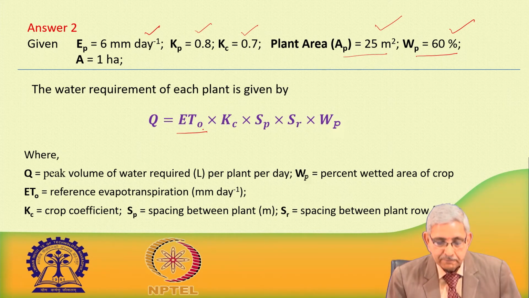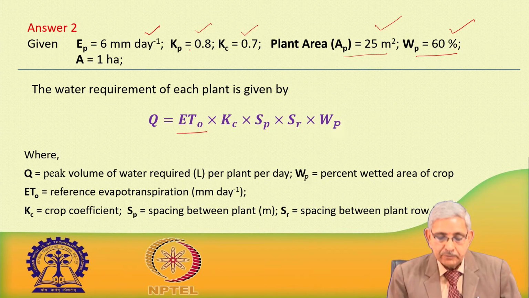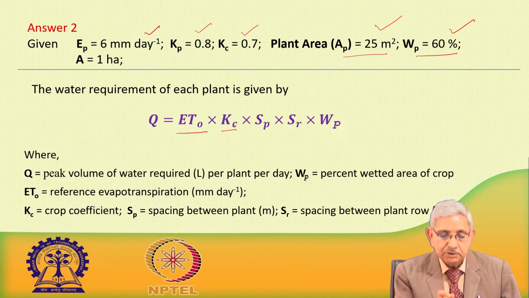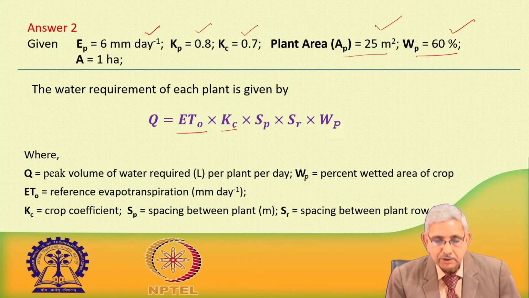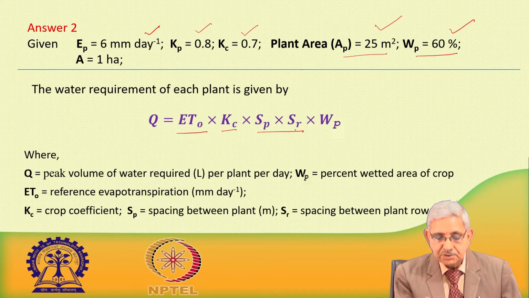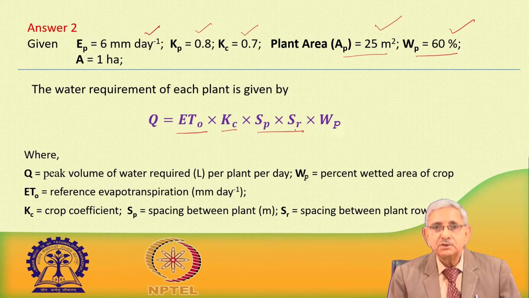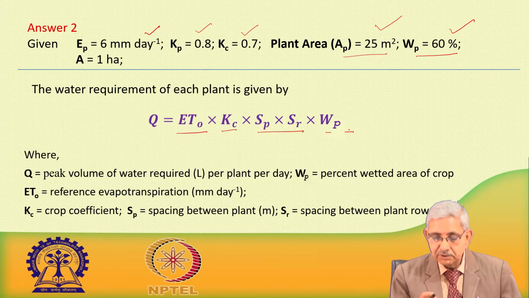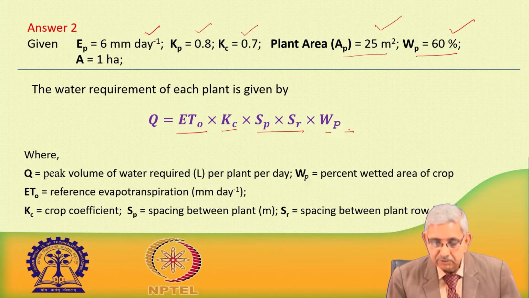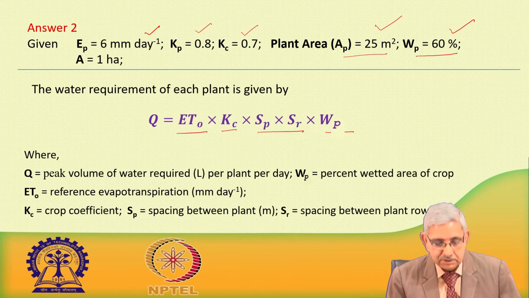So, ET0 is to be found out from E pan and Kp. Kc will give us ET0 into Kc, which is the evapotranspiration requirement of the crop. Sp into Sr is the spacing between the plants and the spacing between the rows. This is also given as 25 square meter, and the wetting percentage, this is Wp, is 60%, which is given.